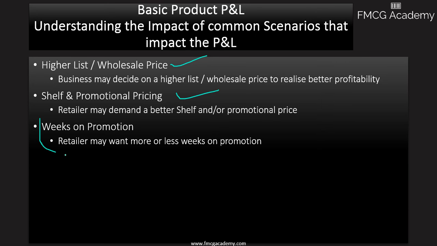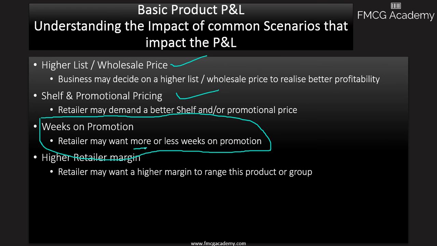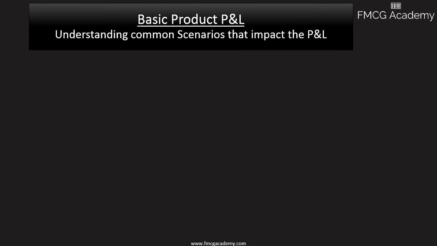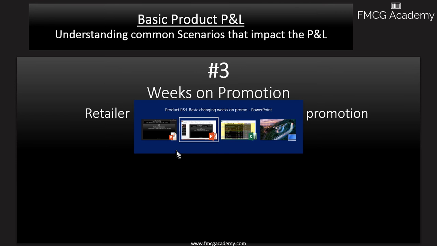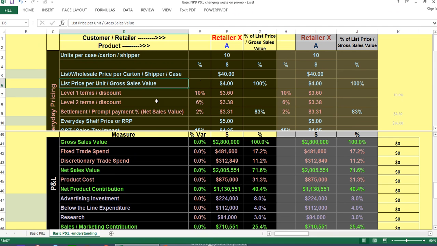Today what we're going to do is weeks on promotion. So the retailer may demand more or less weeks on promotion. Normally it is more, it won't be less. And the other two scenarios we'll attend at a later date. So the scenario today is weeks on promotion, and it simply says retailer may demand more weeks on promotion. Let's jump straight into Excel and see how this plays out.